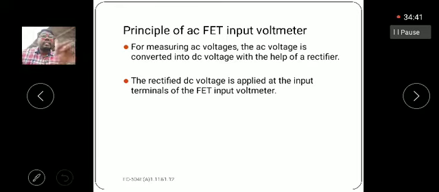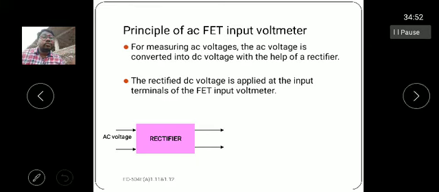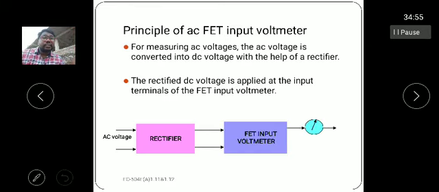The rectified DC voltage is applied at the input terminals of the FET input voltmeter. The diagram shows the conversion of AC to DC. Here we have the AC input, the rectifier, the FET input voltmeter, and then we get the DC. That is the concept of conversion of AC to DC. This is the principle of the FET input voltmeter. Now I am going to explain a few points about the advantages and disadvantages of the FET input voltmeter.